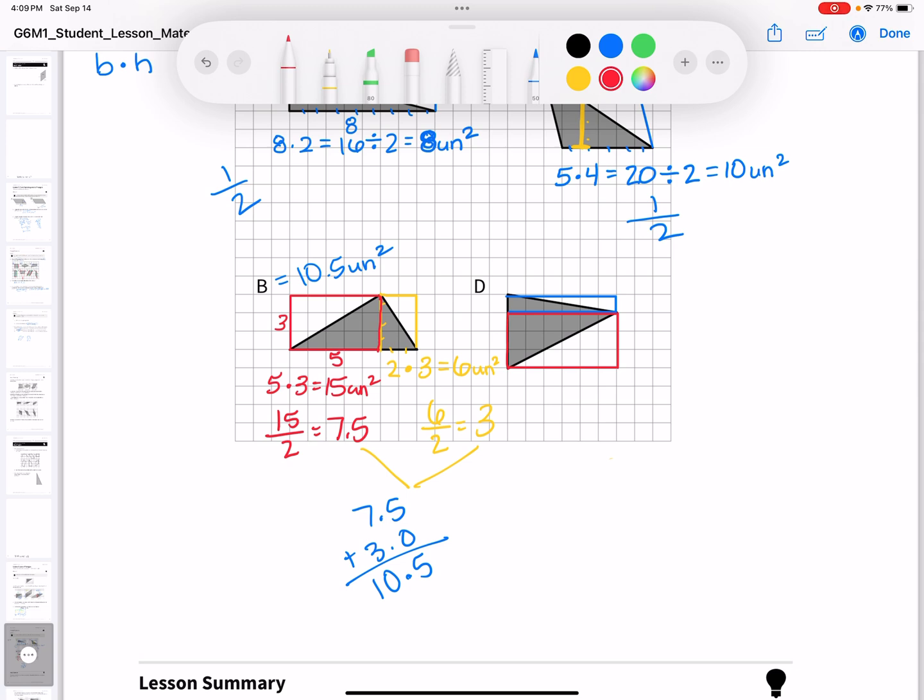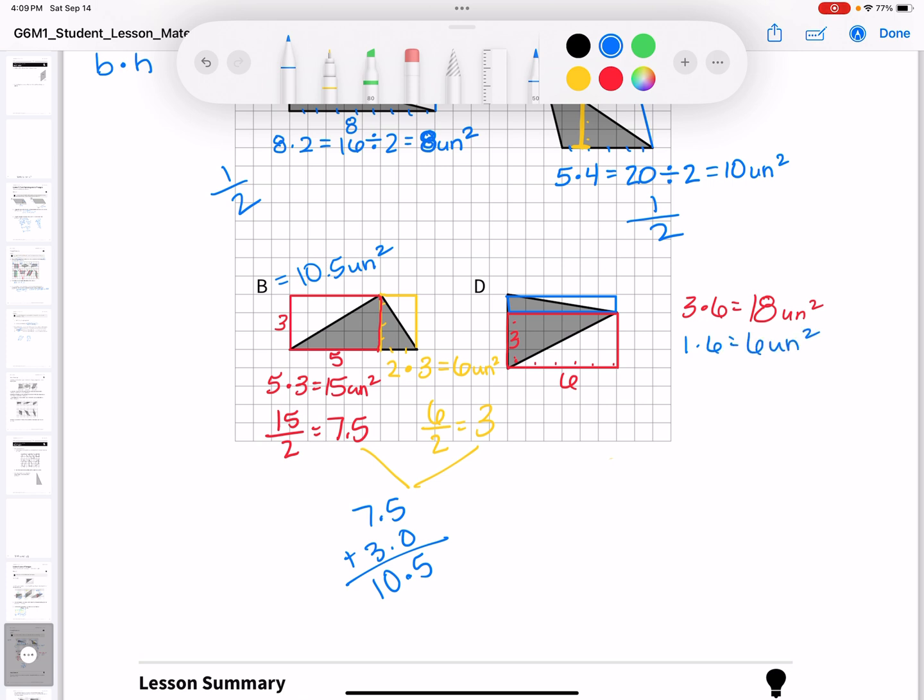Okay, so let's find the red rectangle. It's got a height of 3 and a base of 1, 2, 3, 4, 5, 6. So 3 times 6 is 18 units squared. Let's find the blue. The height is 1 and the base is 6. So 1 times 6 is 6 units squared.